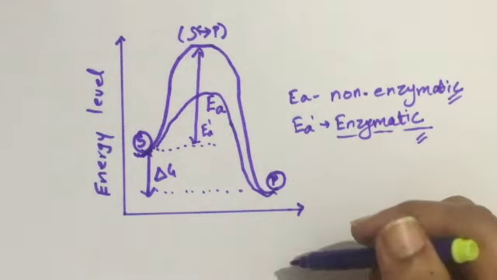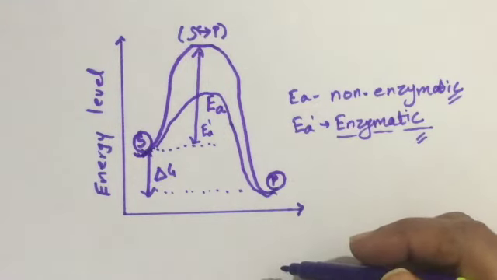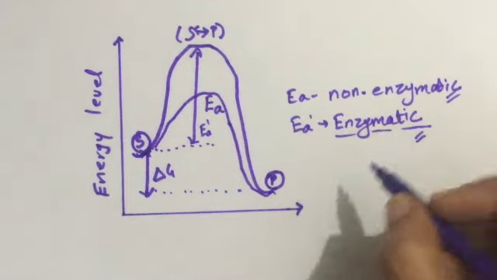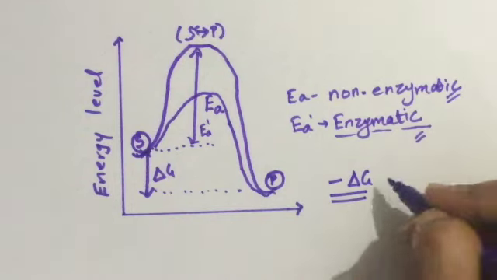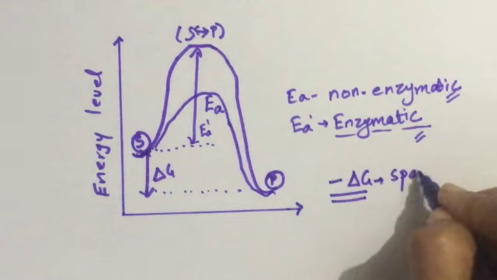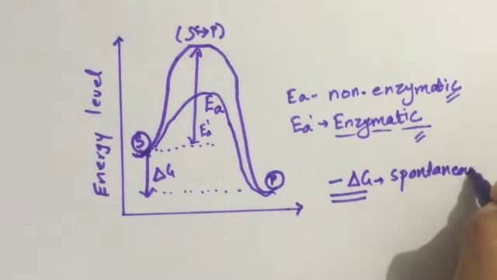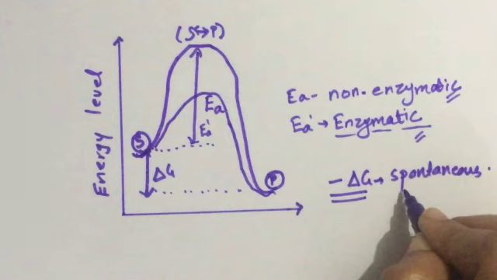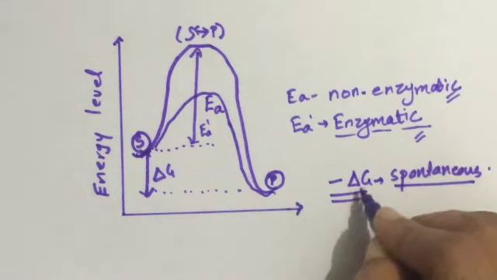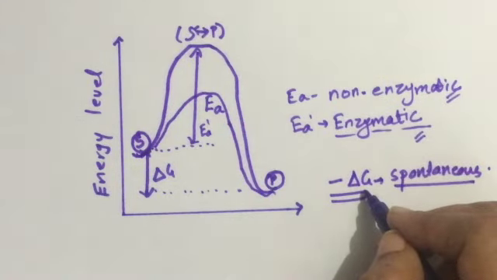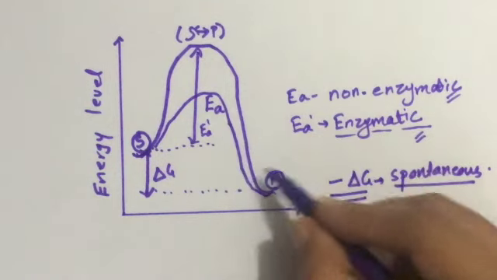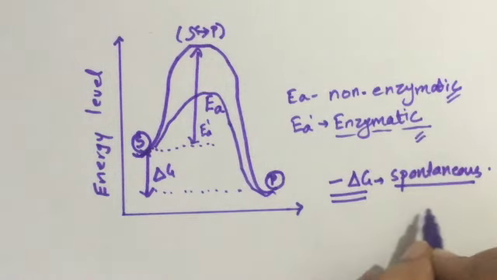So if any reaction has a very large negative free energy change, what is negative free energy change? Minus delta G. If any reaction has minus delta G, we say that it is a spontaneous reaction. It does not mean that it is going to occur very fast. It only means that the delta G is negative. It has to take help from an enzyme for the reaction to occur at normal temperature.